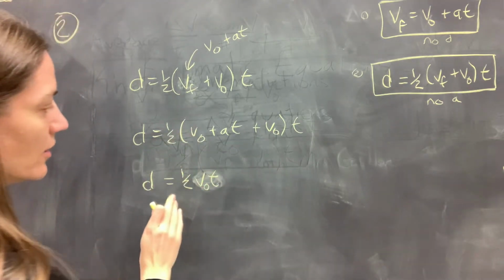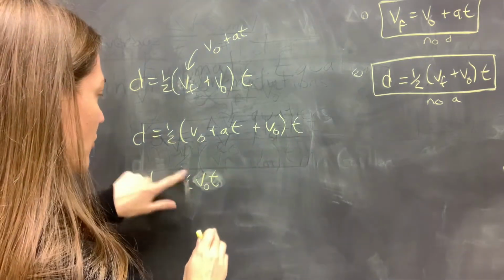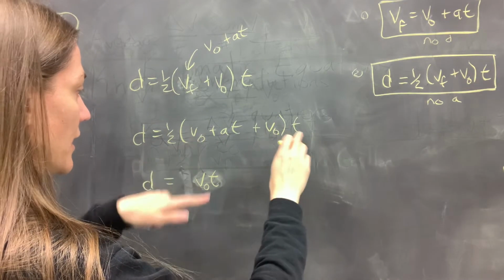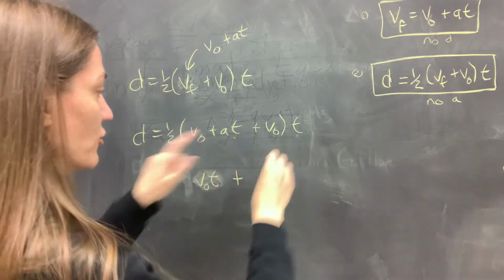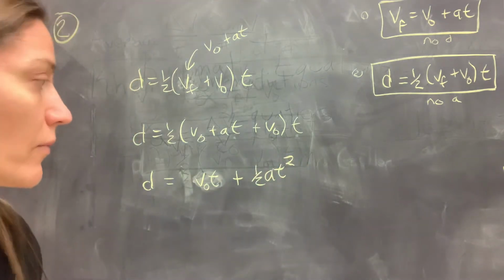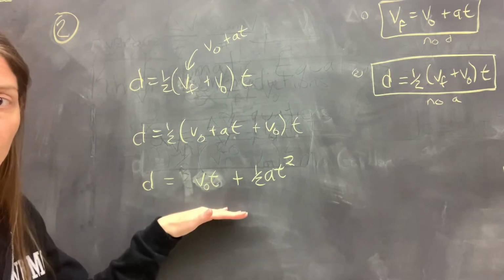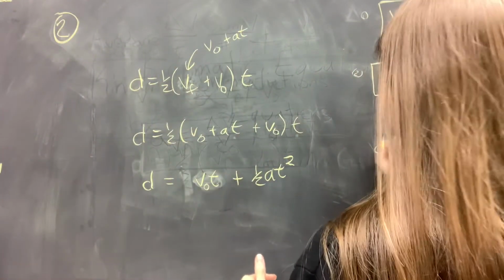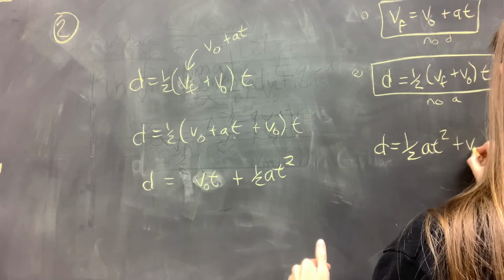Okay, let's back up. I've got 2 V naughts and T and 1/2. So the 2 is going to cancel out the 1/2. So I'm just going to have V naught times T, plus 1/2 AT, but I've got an extra T, so that is going to become a squared. Now I can't simplify it anymore, so that's my equation. And so that is what I'm going to write down. And this is what I'm going to use if I don't know anything about the final velocity. So D equals 1/2 AT squared plus V naught T.